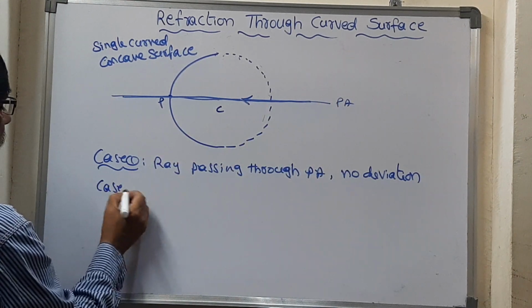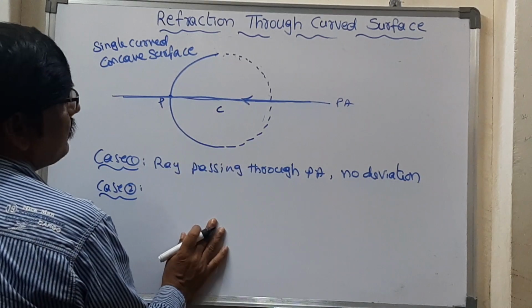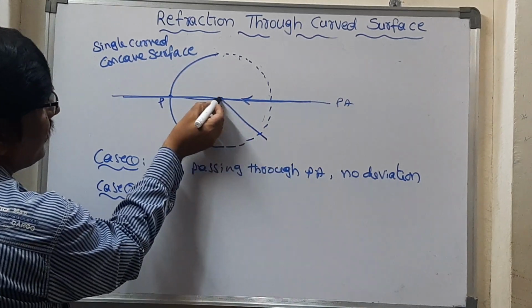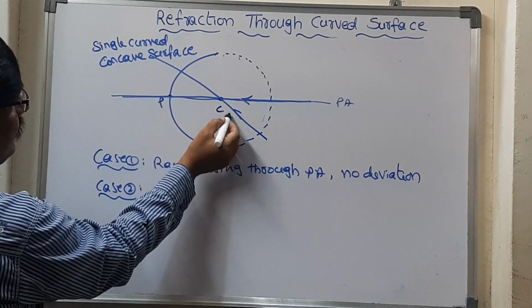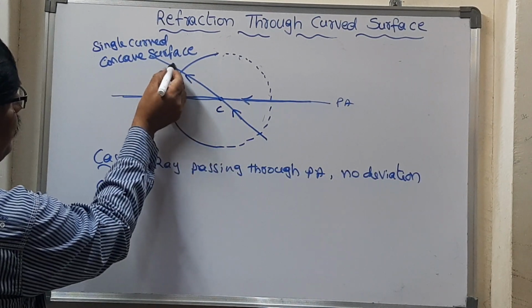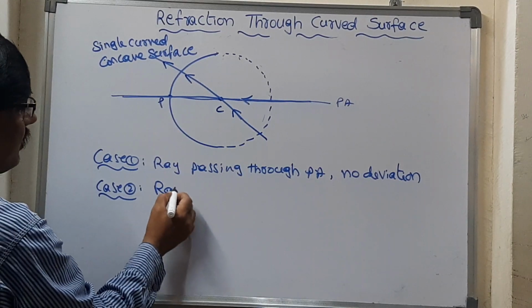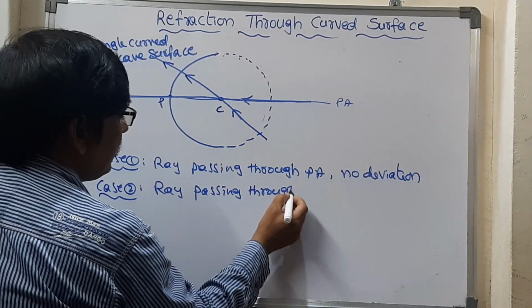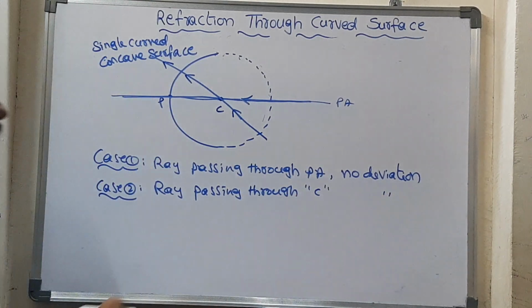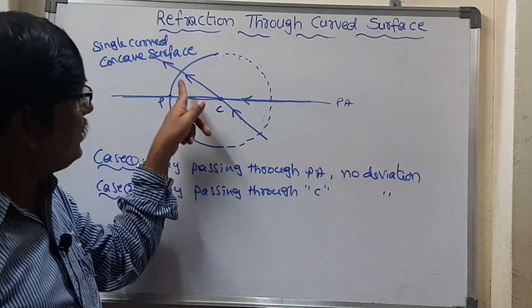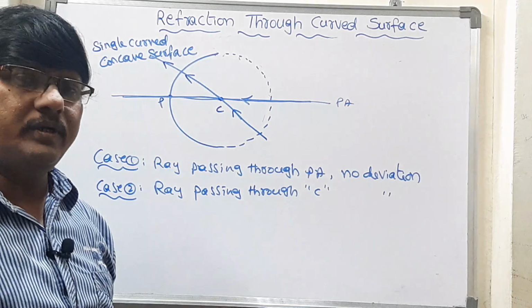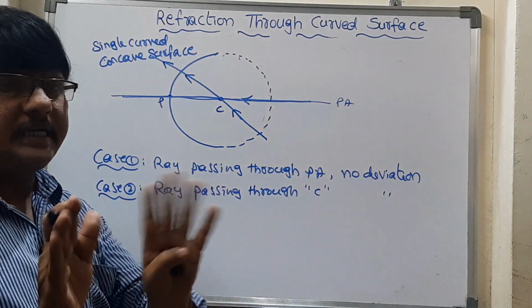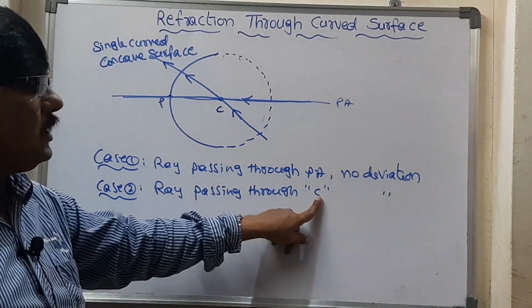Now let us take a second case. What is the second case? The ray is passing through the center, and this is the center. For example, the ray is passing through the center. Then what happened? Is there any deviation? Did you notice? If the ray is passing through C, the center of curvature, what has happened? There is no deviation, isn't it? Deviation means it has to deviate from its path. If it is traveling, it has to move either this side or this side, a slight deviation from its original path. It is not happening. So if the ray is passing through C, there is no deviation.